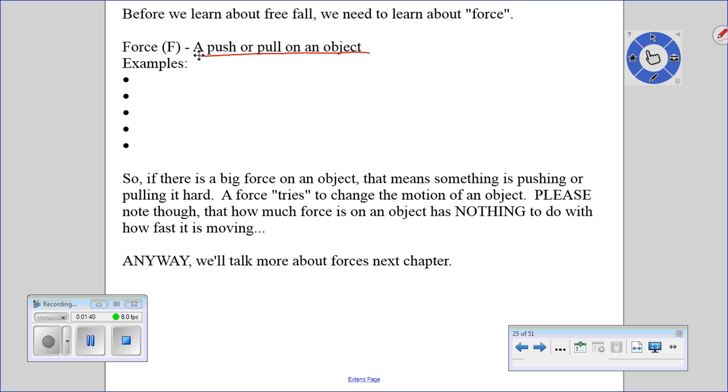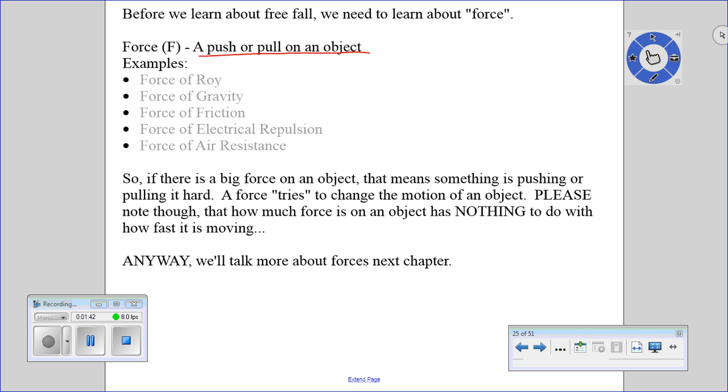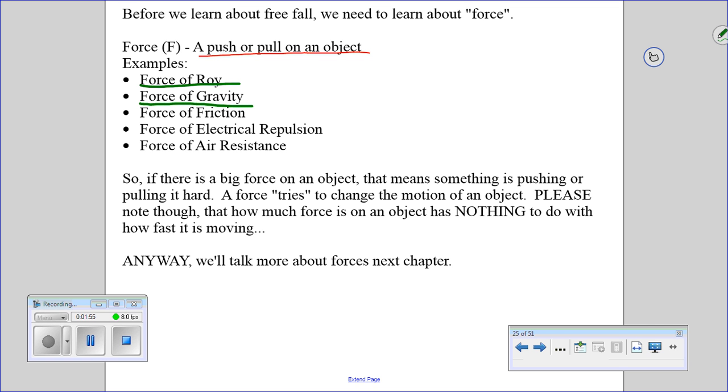All right, so here we go. Some different examples of forces that you should be aware of. People can exert forces, so you can have something like the force of Roy, or Carl, or Sally, or Hecker, or whoever. You can have gravity. You see the force of gravity all the time. That's why stuff falls. When you hold a ball up and let it go, it falls because of the force of gravity.